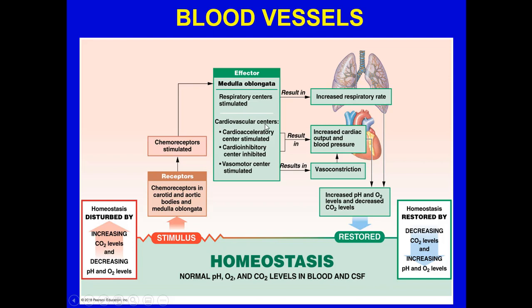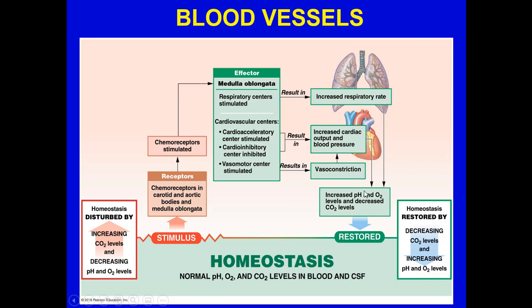The cardiovascular centers: the cardiac-acceleratory center is stimulated. The cardiac inhibitory center is inhibited. The vasomotor center is stimulated. What is this going to result in? With an increased respiratory rate, I'm going to increase the pH as well as the O2 saturation levels in the blood, as well as get rid of some of that carbon dioxide. When I work the cardio-acceleratory and cardiac inhibitory center, I'm going to increase cardiac output and blood pressure. With the vasomotor center stimulated, I'm going to increase vasoconstriction, which will elevate the blood pressure.